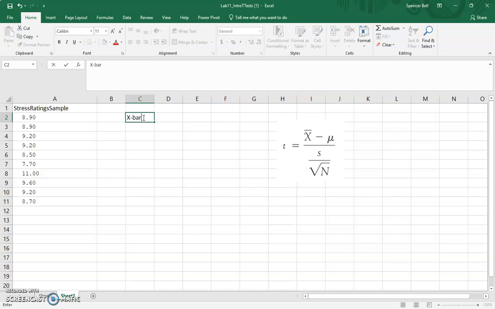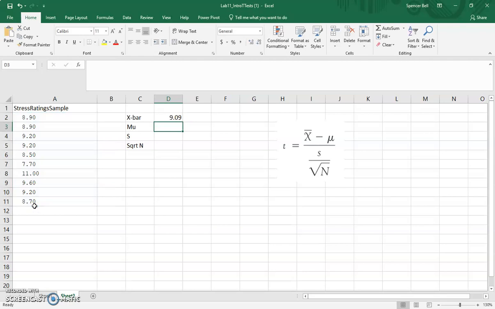So we have an x bar, we have mu, we have s, our sample standard deviation, and then we have, maybe let's just do the square root of n. Okay. If we compute, so x bar is the sample mean or the sample average, and these are a made-up sample of, say, stress score ratings, and we're going to use the average formula, select those, and that's our x bar.